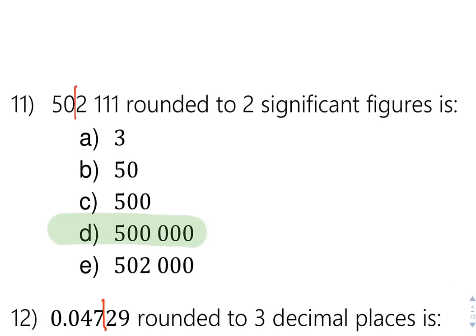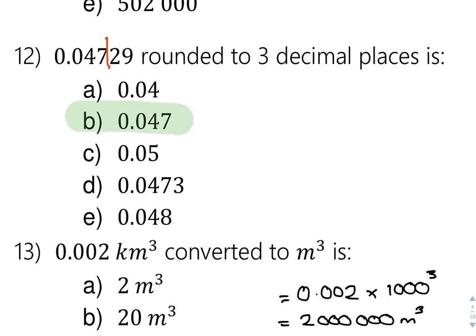Question 11. 2 significant figures. Every figure there is significant. So 5, 0, 2, 1, 1, 1 are all significant, and because we're only after 2 significant figures, we take the first 2, so 5, 0. We still need placeholders, so we do have to put in the zeros at the end there, so 0, 0, 0, 0, so D.